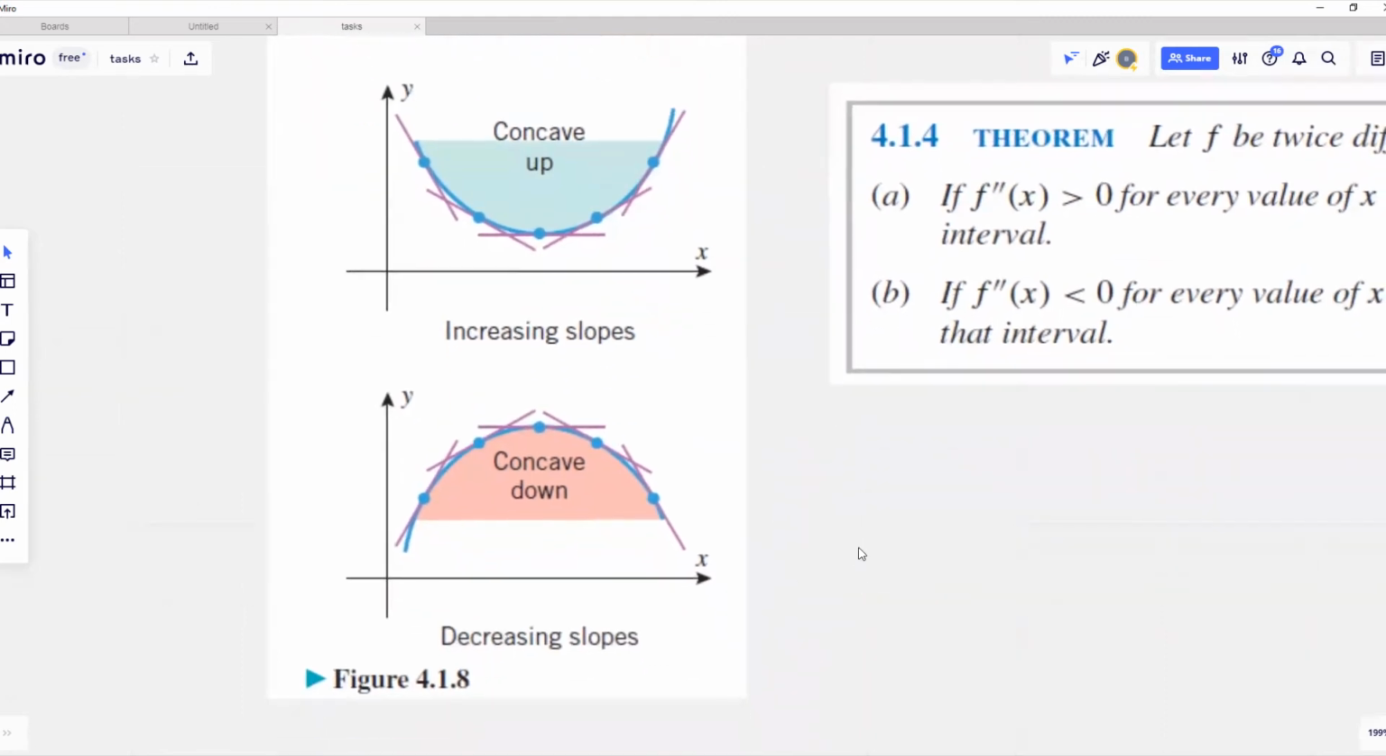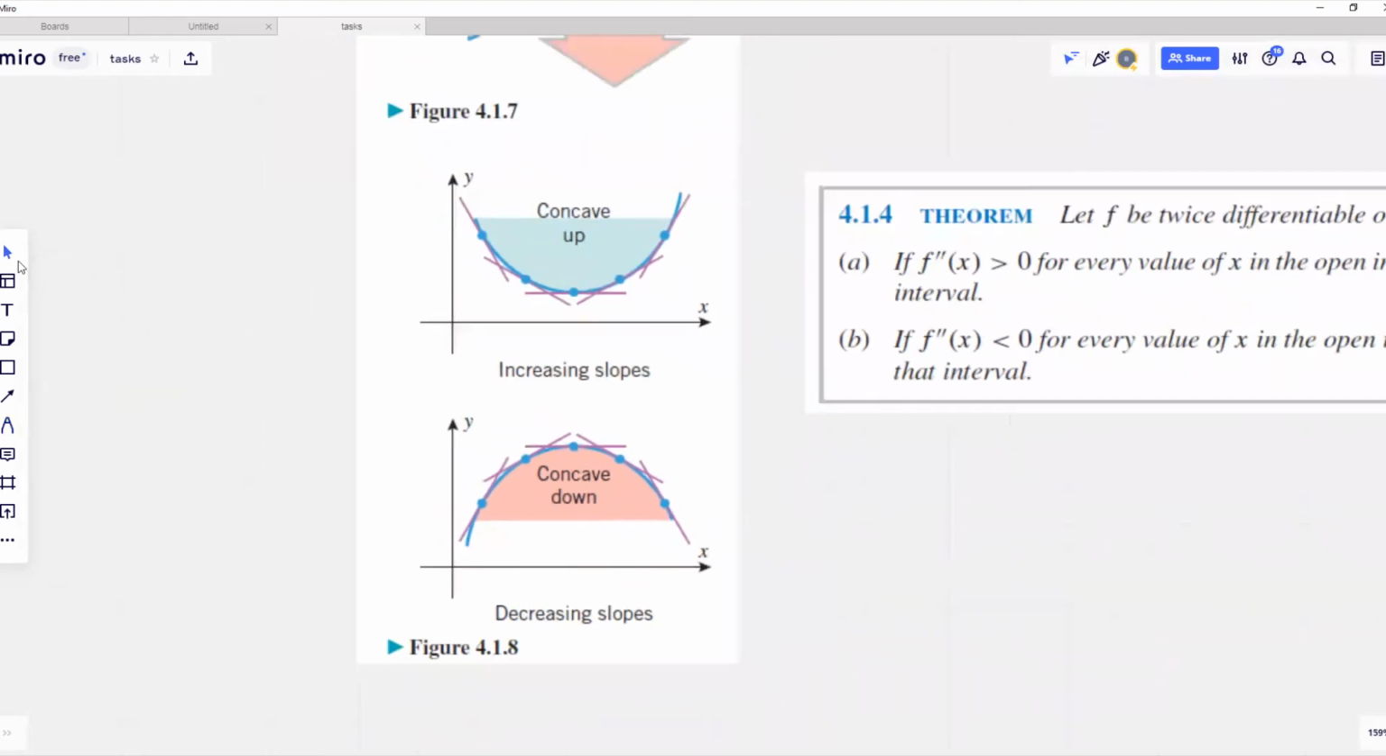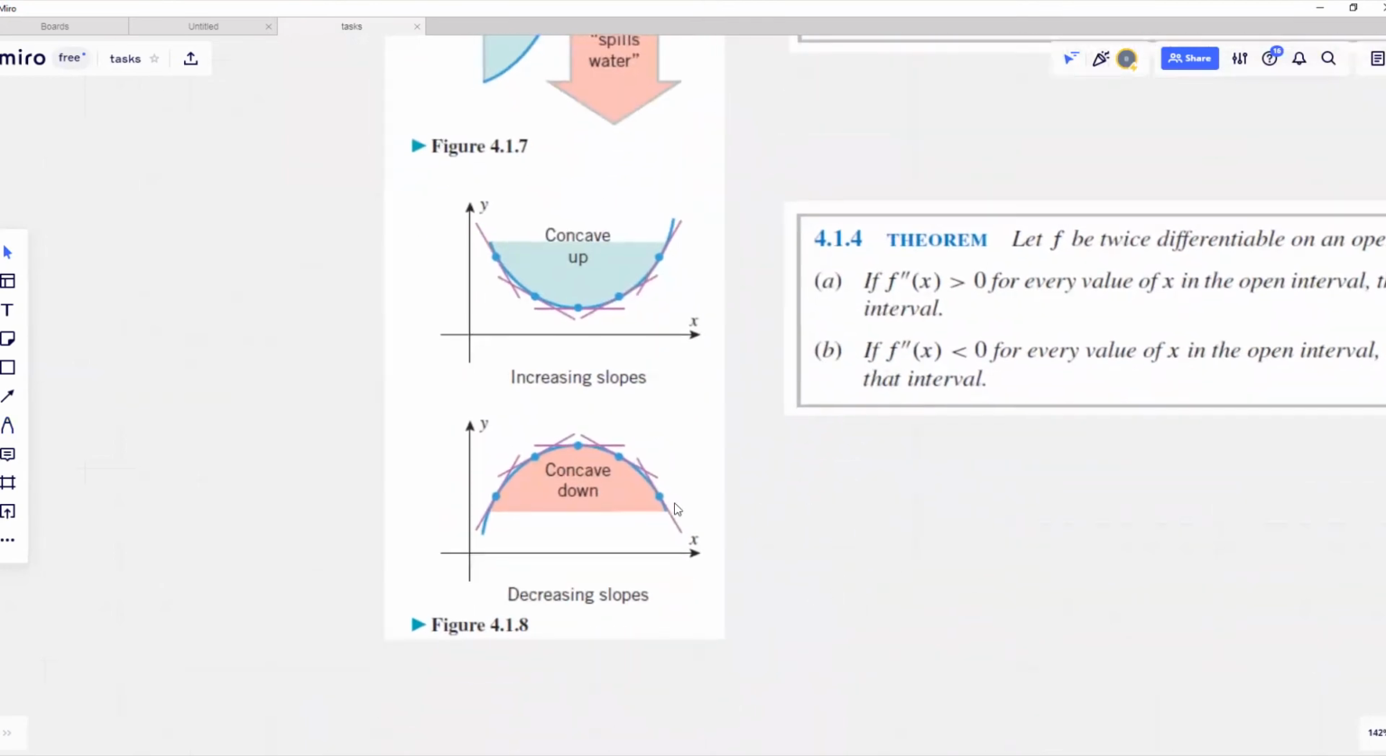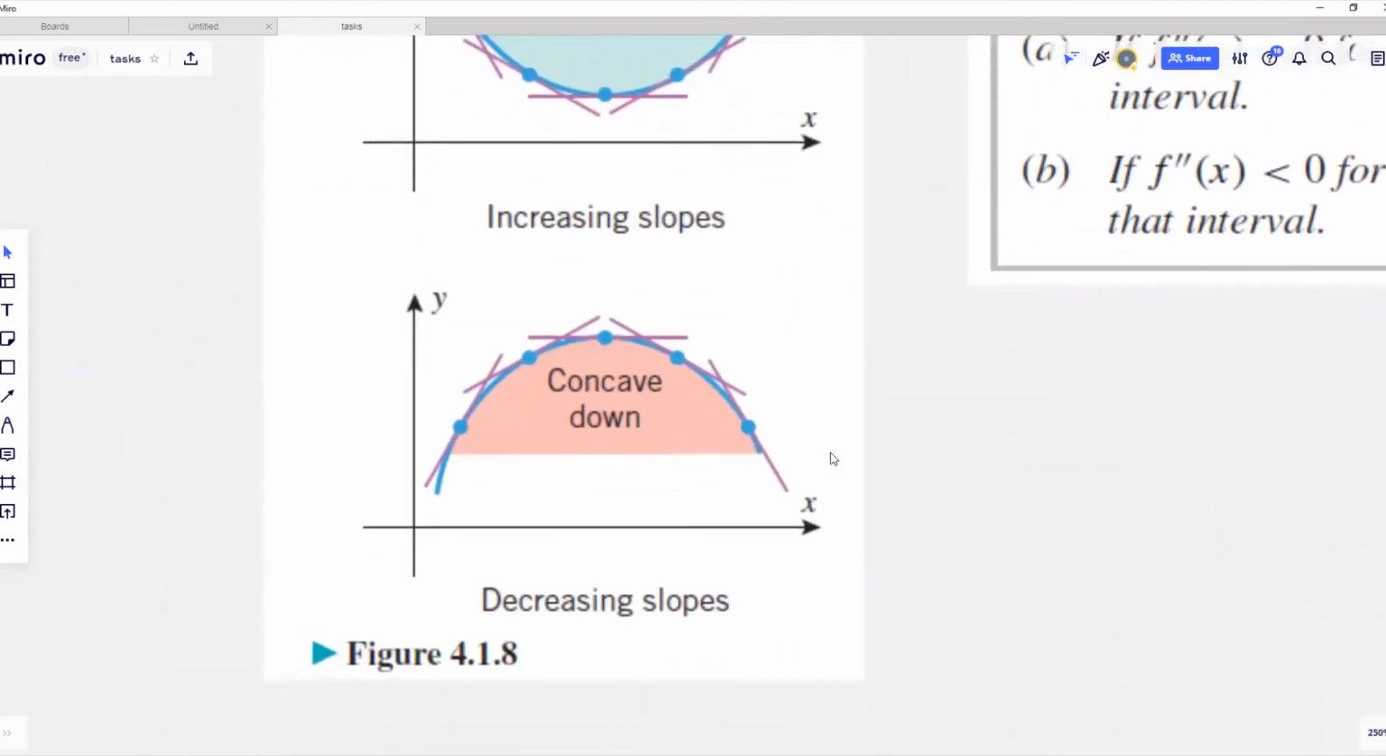Okay, now, for concave down functions, if we start by looking at the slopes of tangent lines, we can see that their slopes are decreasing. So they start from some large positive value, they go down to 0, and after this point, attain increasingly negative value. And also, if you pour some water in this function, the water is going to be spilled out. And also, functions that are concave down on some interval will lie below all of their tangent lines.